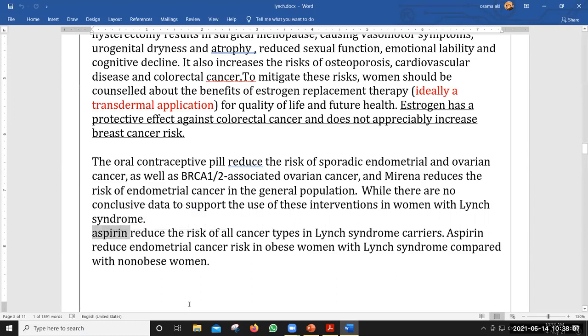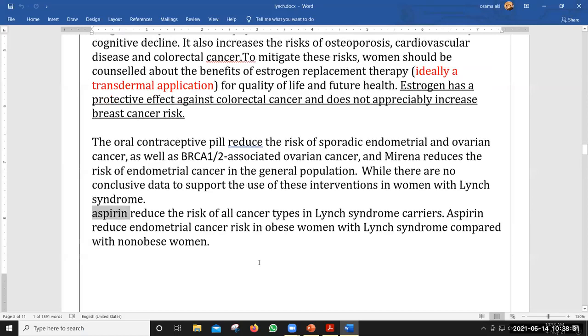The very good news about aspirin is that studies found that it protects against all cancers of Lynch. What? Not only colon? No, all Lynch cancers. Oh my God, it's very good news. Yes, aspirin protects against all Lynch cancers, which is very good news. That's why they recommend starting aspirin at age of 18 years old for life to protect against all cancers.